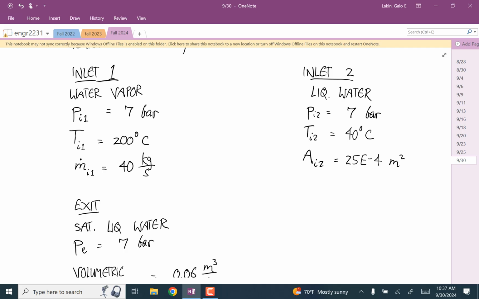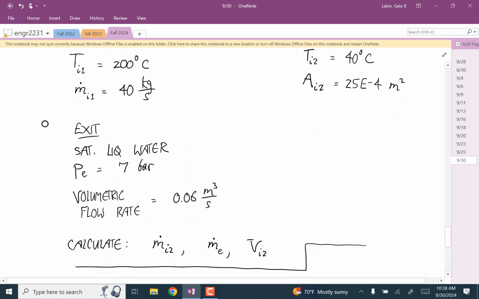At inlet 2, we have liquid water. If this is a compressed liquid, not at saturation, do we have enough properties to look up values in a table? Remember, if you're at saturation, you need one property to look up values. If you're not at saturation, you need two properties. So with this pressure and temperature, we should be able to look up anything we want. What's going to be helpful to us here for inlet 2? Specific volume.